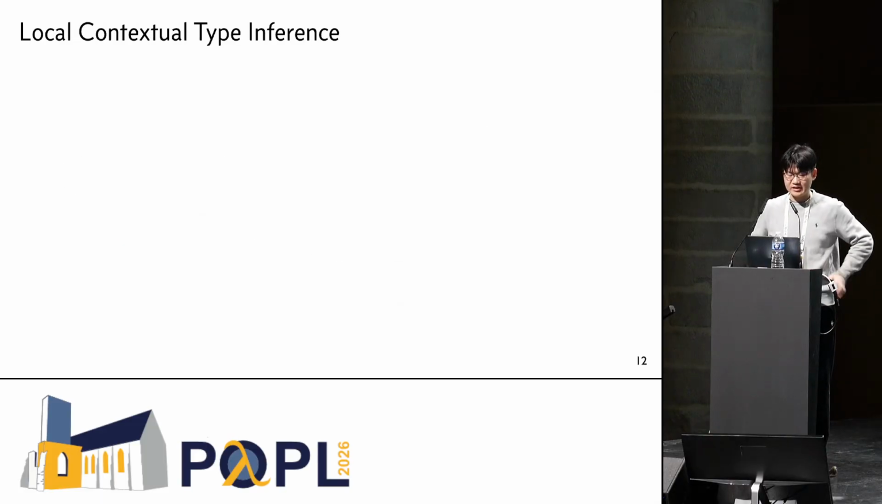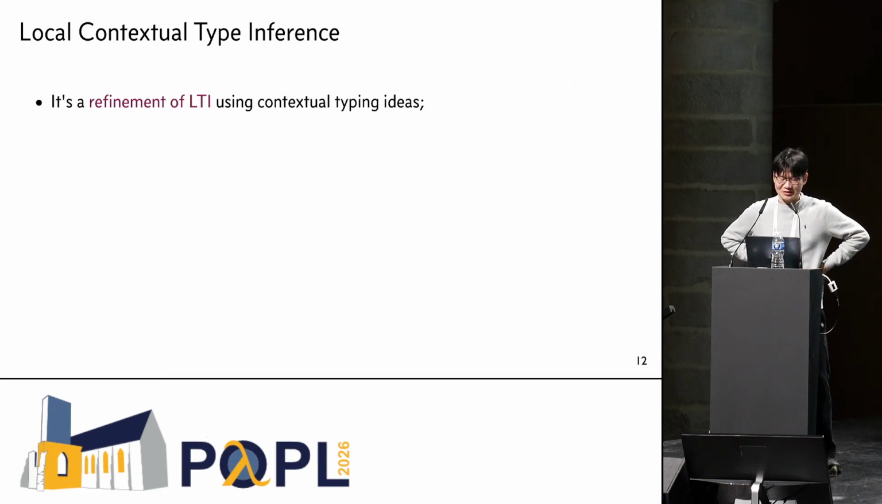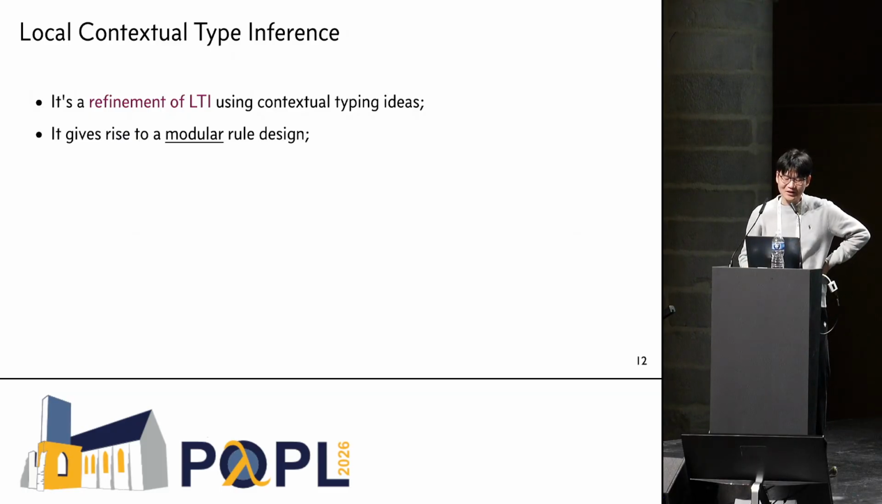And great, we are now equipped with enough knowledge to understand what the local contextual type inference is. It's a refinement of local type inference by using the contextual typing ideas. It gives rise to a modular design. If you compare this work and the previous work of contextual typing, you can see most of the typing rules are the same. Only the subtyping rules are modified to support polymorphic types.